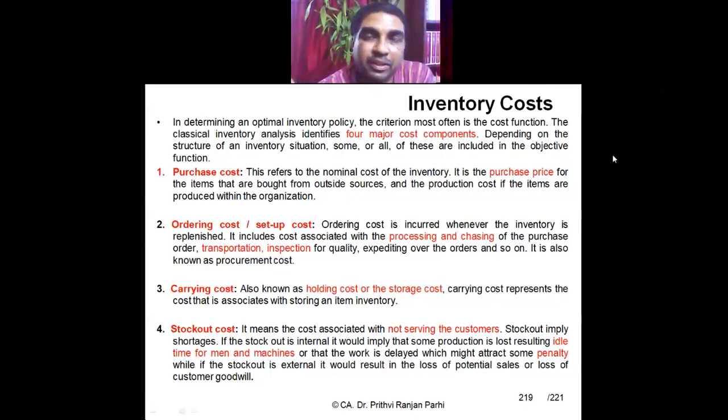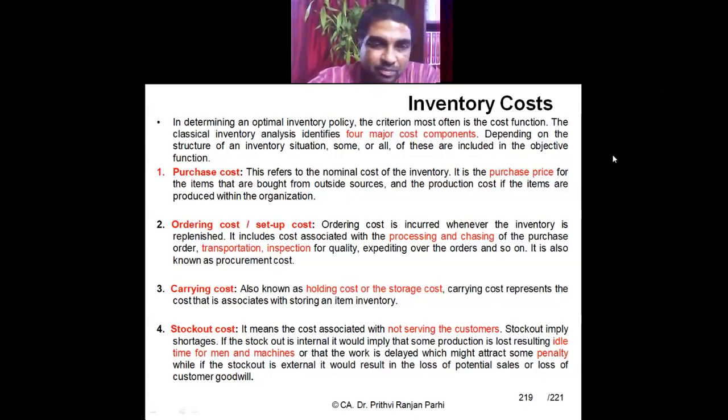Carrying cost: when you hold the inventory, there is some storage cost involved. There is a cost of deterioration also. All these things consist of carrying cost. Stock out cost: if there is some stock shortage and because of which production is disturbed, you are unable to serve the customer, it will involve some kind of cost. It will bring idle time for men, idle time for machines. Sometimes you might have to pay a penalty. That is called your stock out cost. So these are the costs which are involved in inventory management.